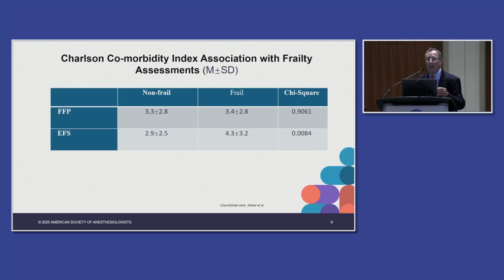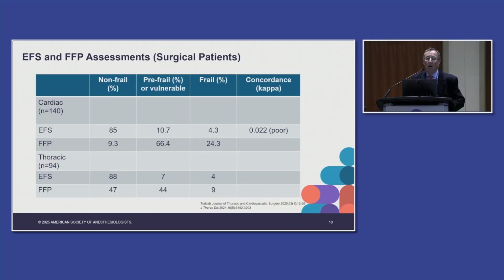And what you see here is that for the Fried frailty, which is the FFP, there's no difference in the comorbidity index whether the patient's frail or non-frail, whereas the Edmonton, which has a certain component of comorbidity in it, has a higher comorbidity index in patients that are frail. And the stronger association between the Charlson Comorbidity Index and the Edmonton Frailty Score as compared to the Fried likely reflects the fact that multi-comorbidity is embedded within the Edmonton construct.